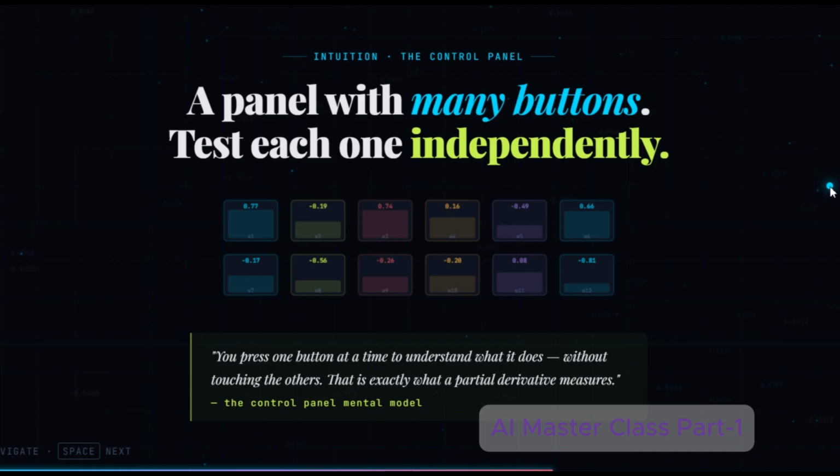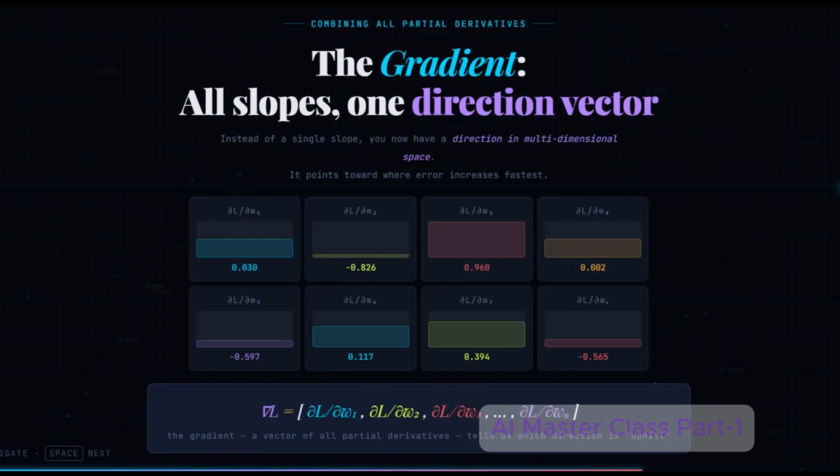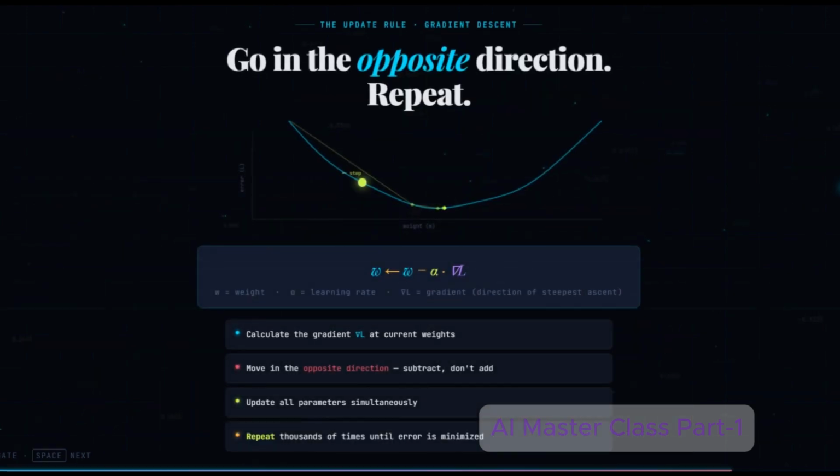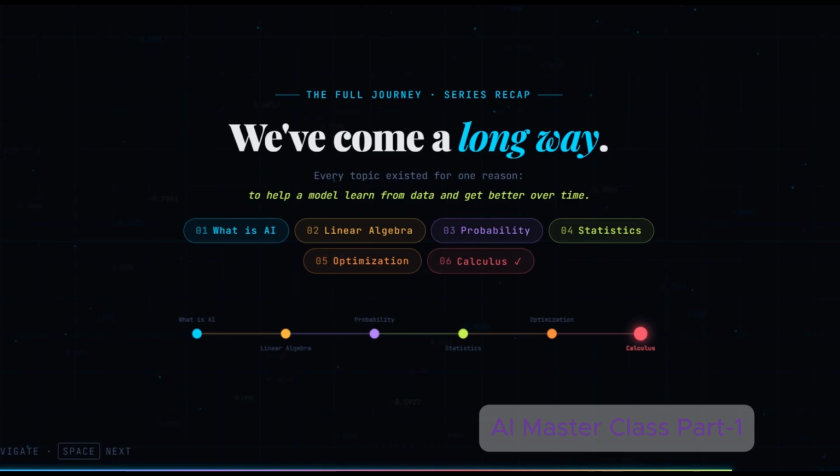It is like you have a control panel with many buttons and you want to understand what each button does independently. Now you might wonder, if we have so many parameters, how do we combine all this information? That is where gradients come in. A gradient is a collection of all these partial derivatives. So instead of a single slope, now you have a direction in multi-dimensional space. That direction tells you where the error increases the fastest. And since we want to reduce the error, we go in the opposite direction. That process of going in the opposite direction is called gradient descent. You calculate the gradient, move in the opposite direction, update your parameter, and repeat the same process again.